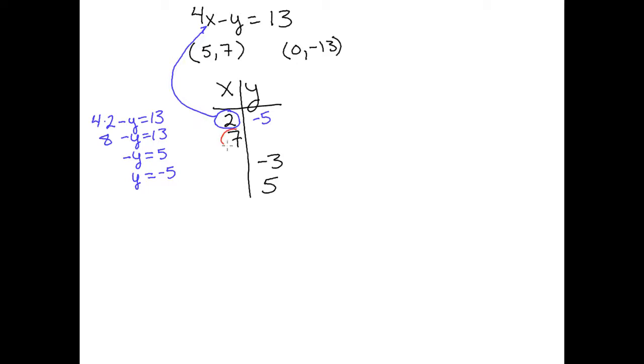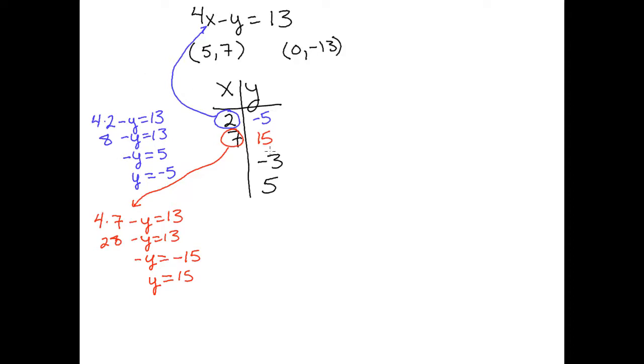Let's try another one where we stick 7 in for x. Let's put it down here so we can see where it is. This would be 4 times 7 now, minus y equals 13. 4 times 7 is 28. 28 minus y equals 13. Yeah, we can solve this. Subtract 28 from both sides, and we get minus y equals 13 minus 28, which is negative 15. So we now divide by a negative 1, and we get y equals 15. So that's the partner for 7.